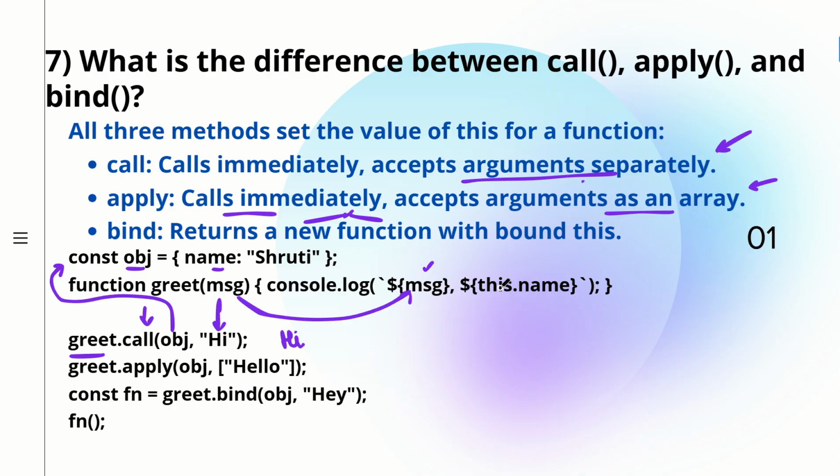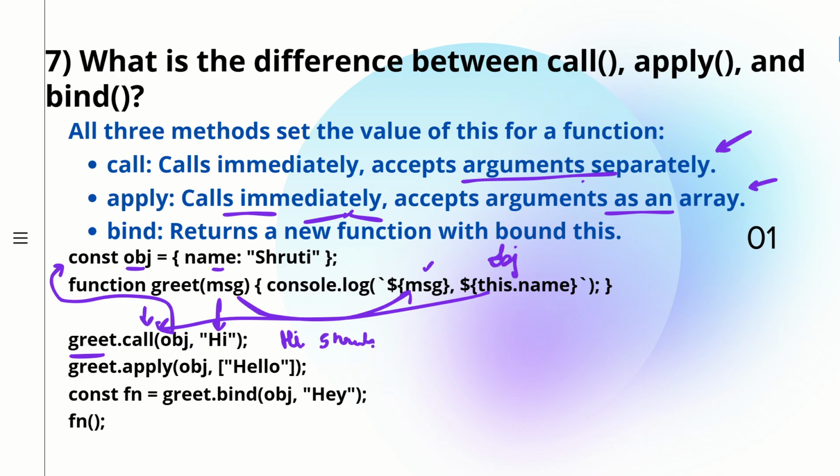So this.name is basically your obj.name. Now what is obj.name? Obj.name is Shruti, right? So hi Shruti will be printed here, that will be consoled.